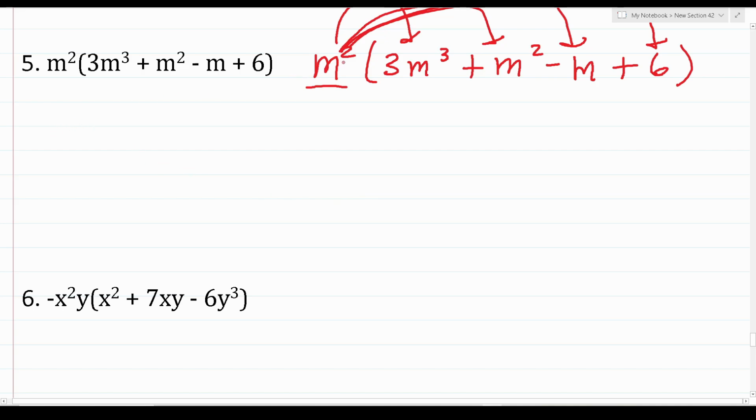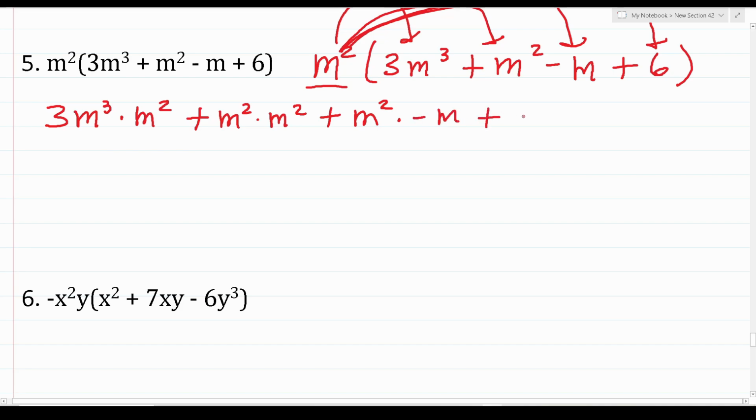So again, the first thing we're going to do is m squared times 3m to the 3rd. Let me go ahead and express that over here. This becomes 3m to the 3rd times m squared. Then we have plus m squared times m squared plus m squared times negative m plus m squared times 6.